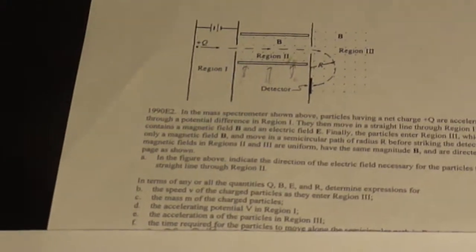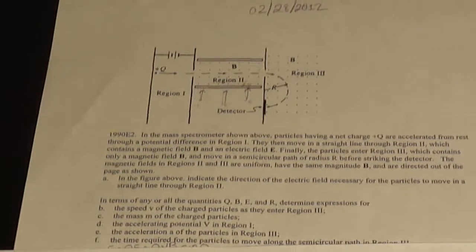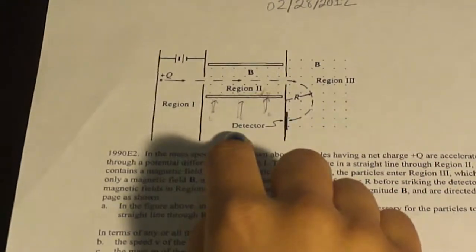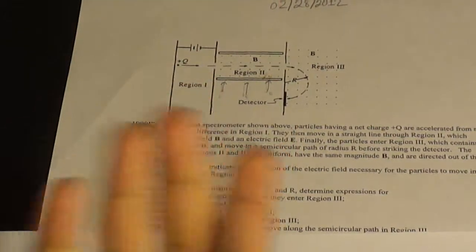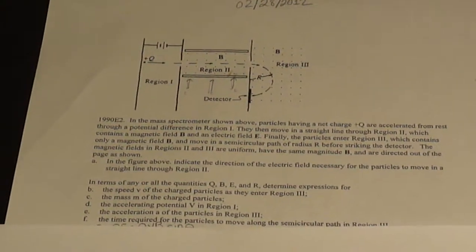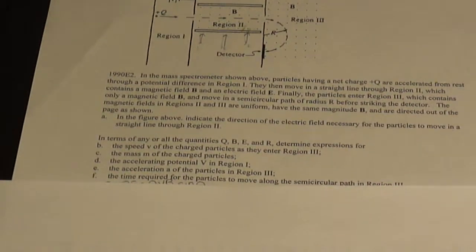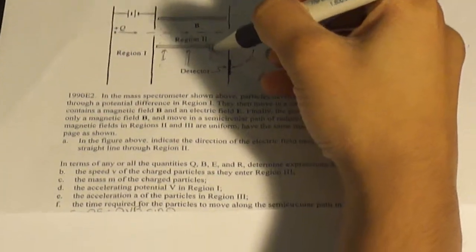Another way to think about it is that in region 3 the electric field is removed, which forces the particle to go down. So in region 2, where there was an electric field, it must have been pushing the particle up. And so for part A, you simply have to draw arrows pointing up in region 2.